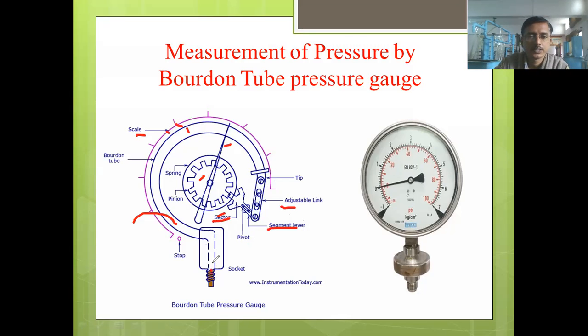When the fluid enters inside this tube, it will move like this and reach here. As the fluid doesn't have any space to move further, it increases the pressure, and due to that increase in pressure, this tube tries to straighten. Due to this movement, the pointer is going to move.